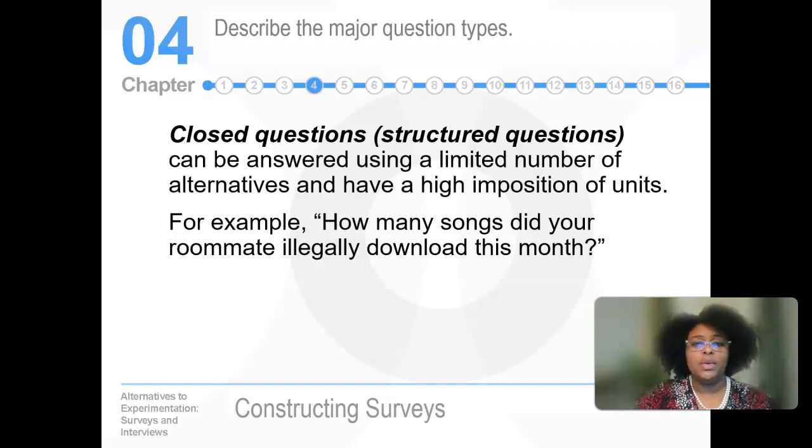So let's look at closed-ended questions. Your closed-ended questions or closed questions are structured questions. These questions can be answered using a limited number of alternatives, but have a high response. For example, if I ask one particular question, how many songs did your roommate illegally download this month? You can simply say 4. Okay, so you don't necessarily have to provide an explanation. It's a very direct question that provides one or two responses.